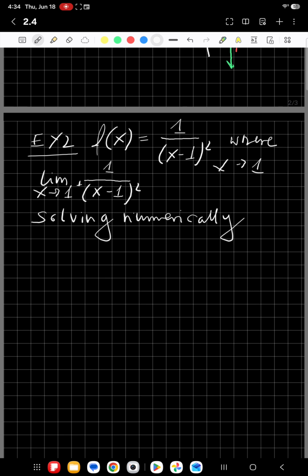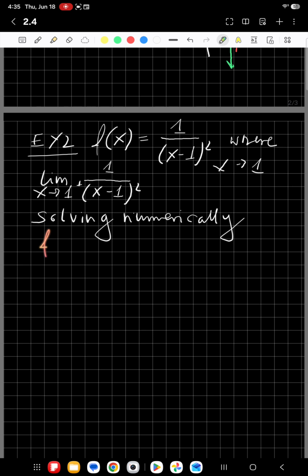Right, so we've done it before, right? We were plugging in or substituting numbers in for x. They were closer and closer to some number. 2 was our first example. In this case, I'm going towards 1 from the right, so closer and closer to 1 from the right. So let's start with maybe the number 1.5.